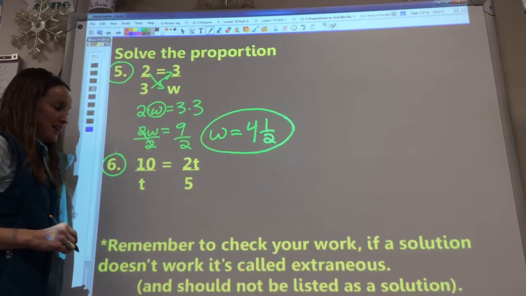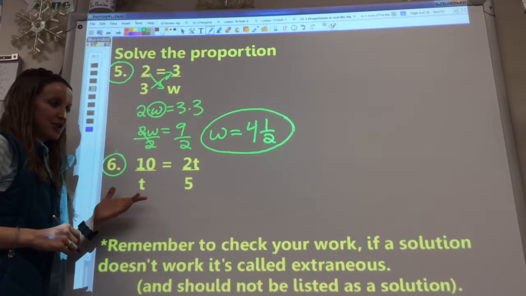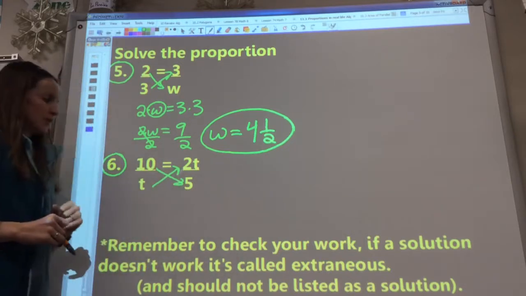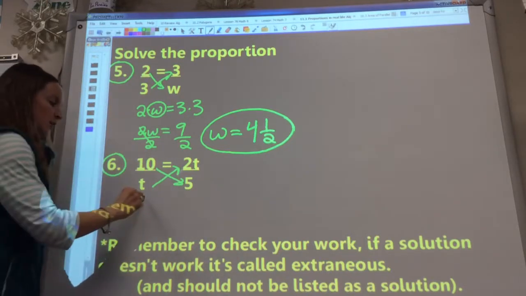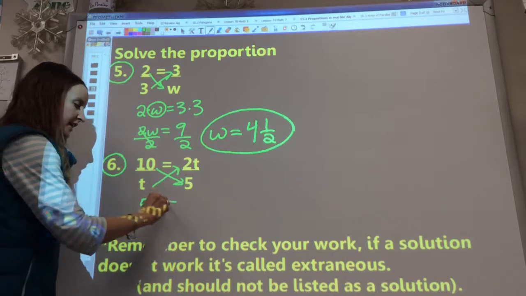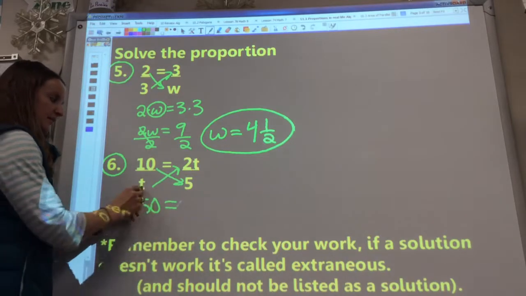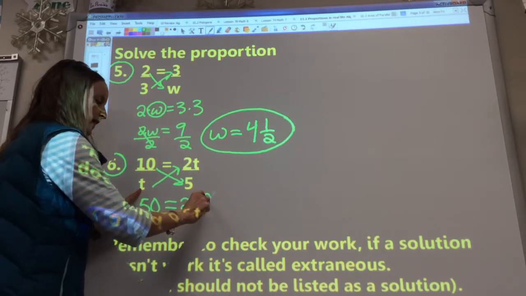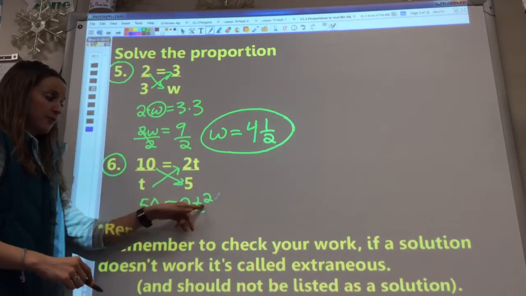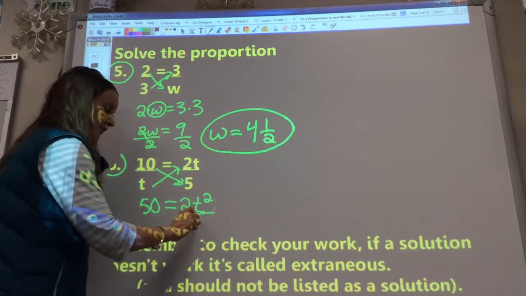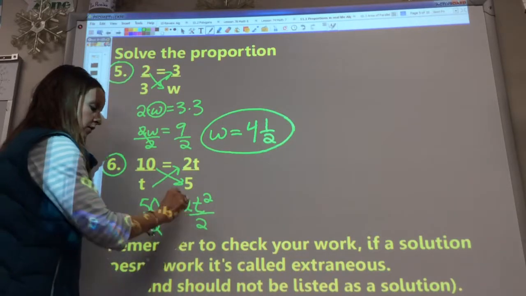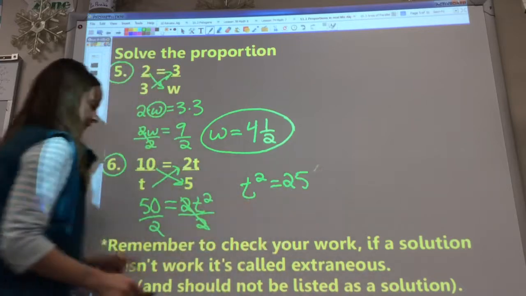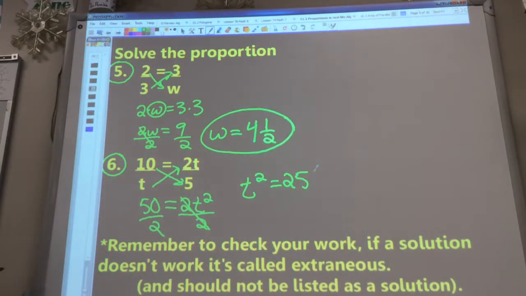about cross multiplying. So please write down the original, you guys, in your notes. Let's go through this. Once again, we have to cross multiply. We would get 50 equals, please make sure there's an equal sign, and then 2t times t is going to be 2t squared. Now, before we say t equals something, we got to divide both sides by 2, meaning that we're going to get t squared equals 25, because 50 divided by 2 is 25.